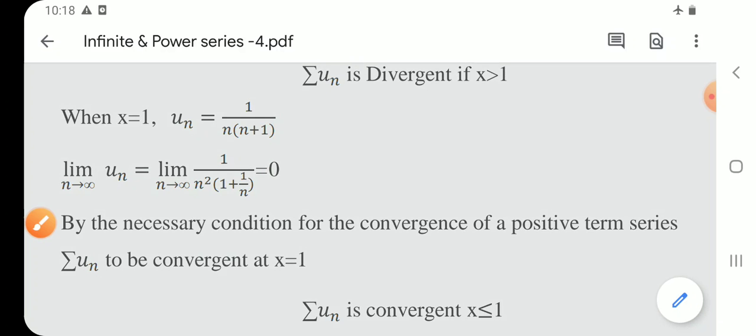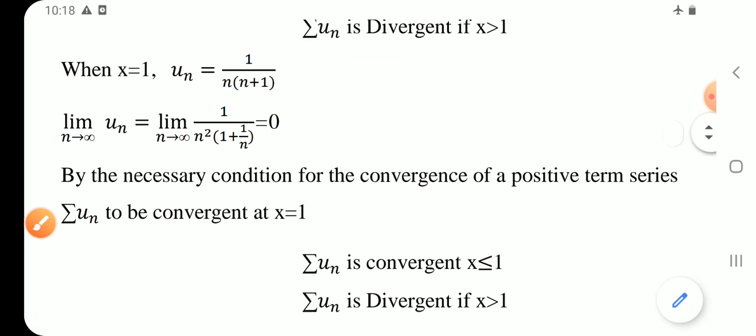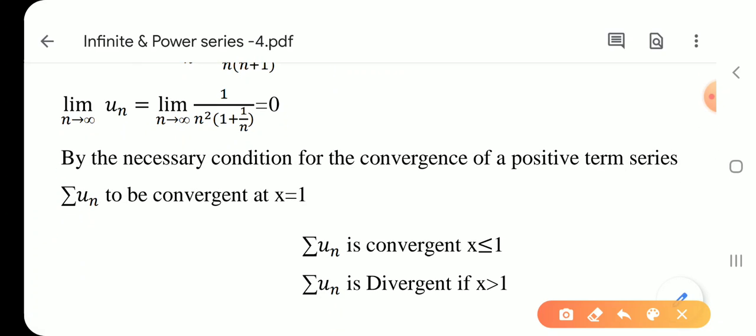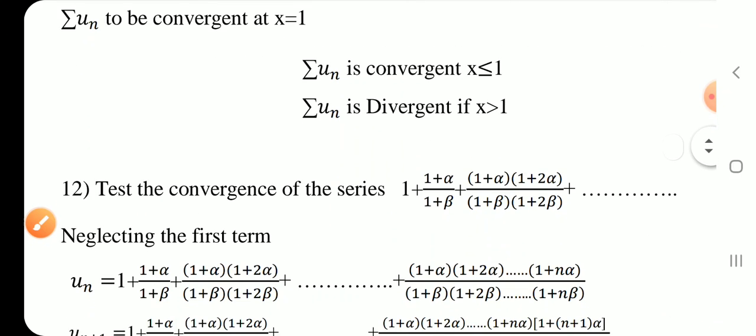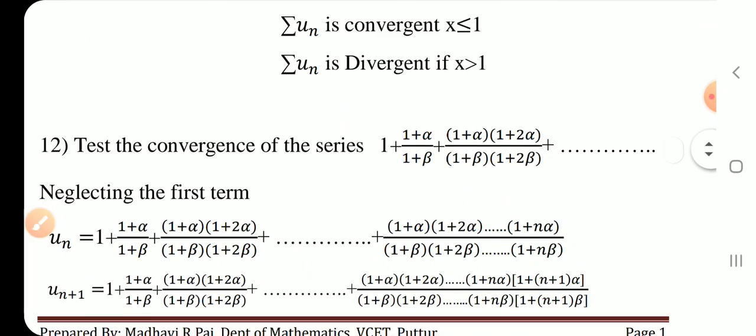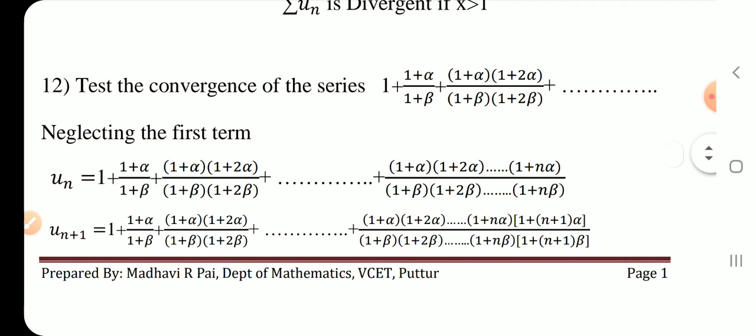So let us consolidate it and write. Sigma un is convergent if x is equal to 1. It is also convergent if x is less than 1. So we'll write together: sigma un is convergent if x is less than or equal to 1, divergent if x is greater than 1.